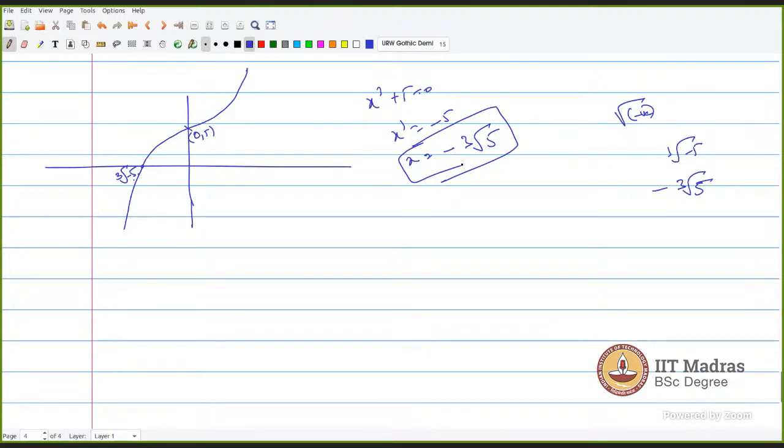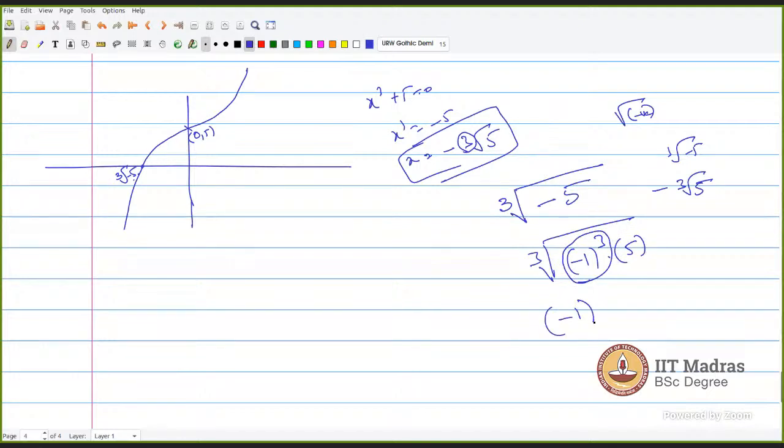Okay, so I don't get that number. So how to calculate that? See, actually this is a cube root, right? Cube root of minus 5 you got. So how will I write it? As minus 1 to the cube times 5. So minus 1 to the cube, I can bring it outside: minus 1 times cube root 5.